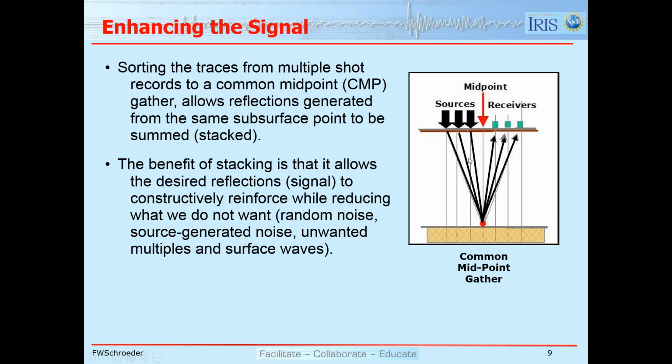Then we have this source send energy down, hits the same area, comes up and is recorded in the second receiver. The third source is activated, energy goes down, hits where the red circle is, and is picked up by this receiver. So what we will do is take our field record that is organized shot by shot by shot, and resort the data so that we get common midpoints. A certain shot coupled with a certain receiver will get us information at a common midpoint, or a CMP.